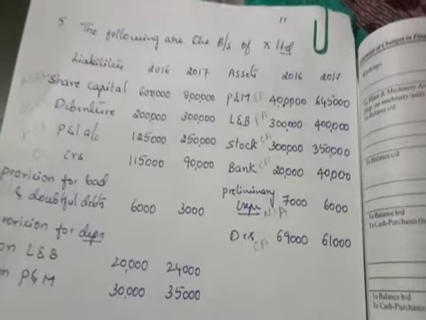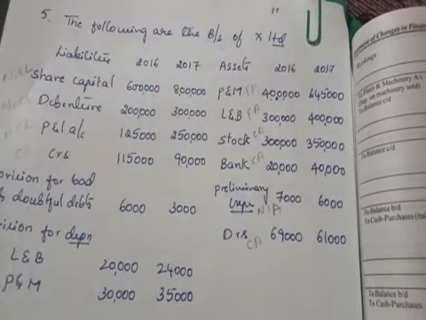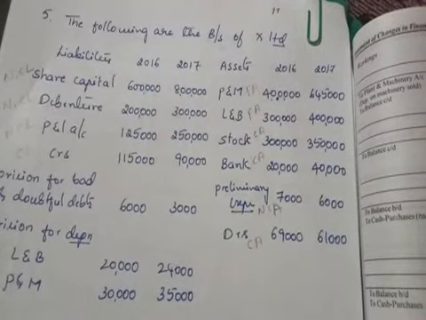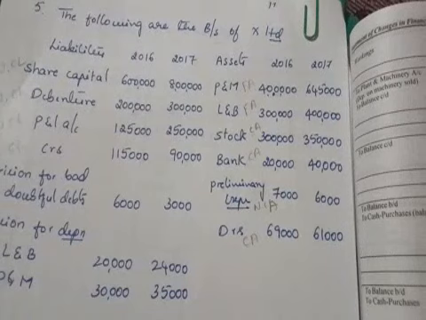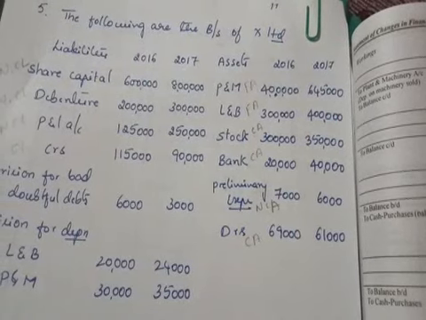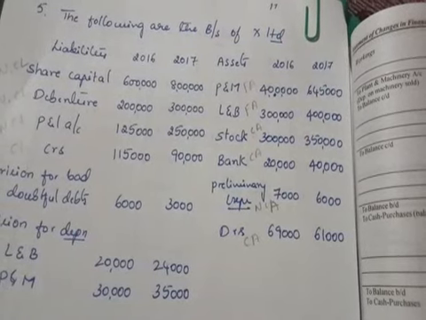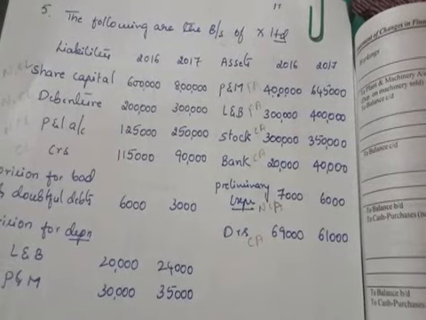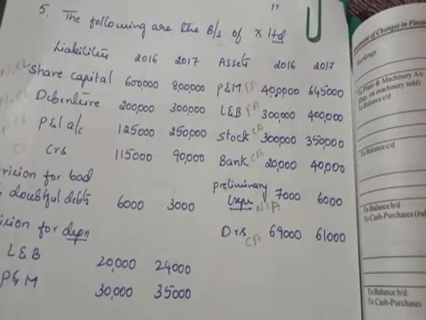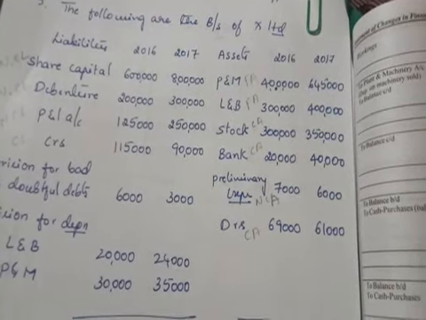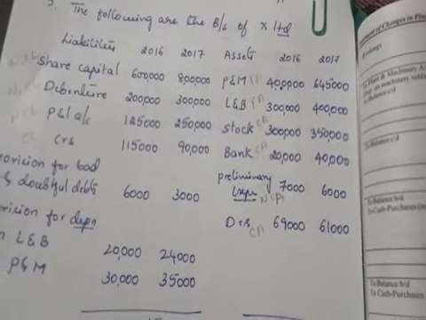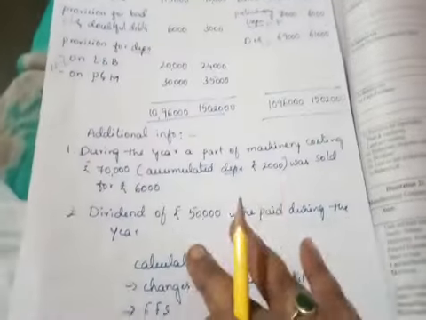So preliminary expenses, it's not a fixed asset and it's not a current asset. So this is miscellaneous expenses. First year 7,000, second year 6,000. So 1,000 was written off. So in case of written off of these miscellaneous expenses, we need to show it in the adjusted P&L account. So whenever you are working out the problem, just see the information.